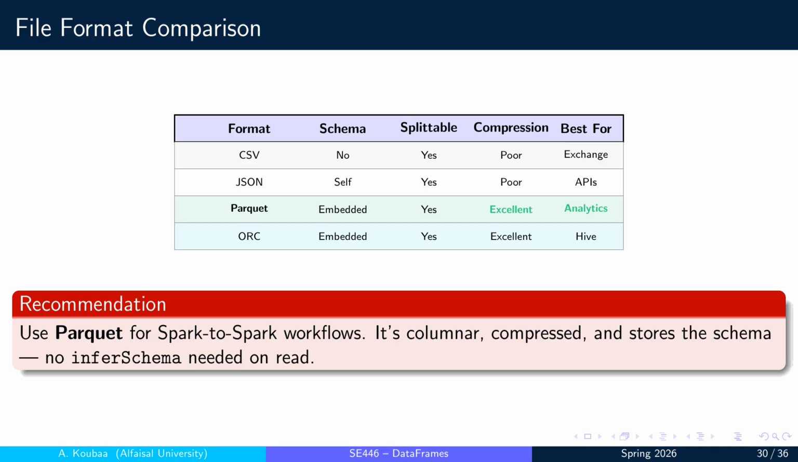On the other hand, we have columnar formats like parquet. As you can see, the data is organized by column. This means if your query only needs the price and quantity columns, Spark can read just that data, skipping everything else. As a consequence, for analytics and any Spark to Spark workflow, Parquet is vastly more efficient, it is compressed, and it stores the schema within the file, which avoids the need for schema inference on the read path.